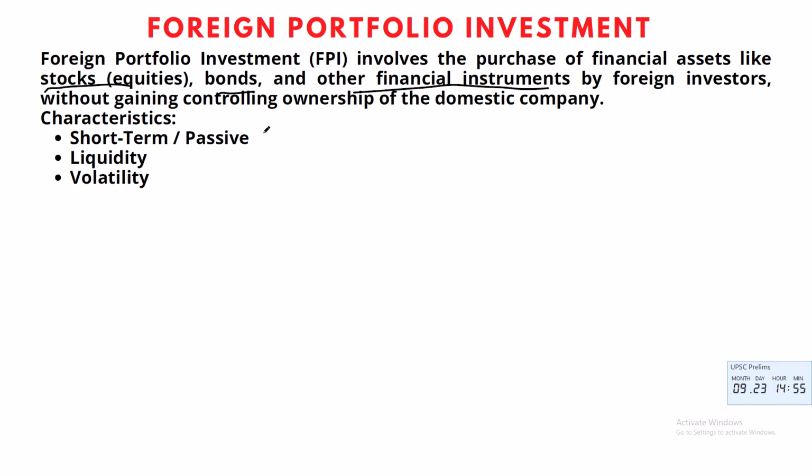The characteristics: short term. FPI is highly liquid, allowing investors to enter and exit markets rapidly. This can lead to significant volatility in domestic stock and bond markets. Yes, as you told, it brings in high volatility and high liquidity as well, making it easy for investors to enter into and go out of the market.